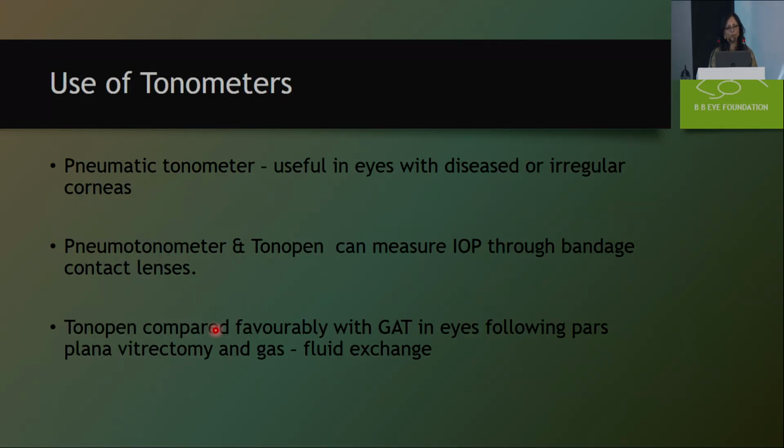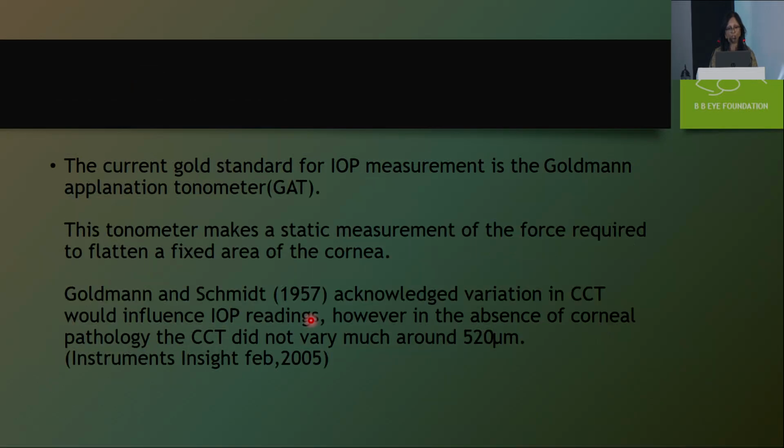So, pneumatic tonometers, as I told you, are useful in eyes with diseased or irregular corneas. Pneumotonometers and tonopen can measure IOP through bandage contact lenses, and tonopens are favored. Actually, the studies show that tonopen does compare very favorably with Goldmann applanation tonometer. So the current gold standard, as I told you, is the Goldmann applanation tonometer, and you know that it applanates the cornea and measures the force required to flatten a fixed area of the cornea. That's the principle on which it works.